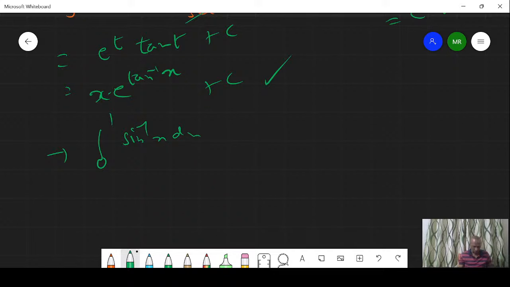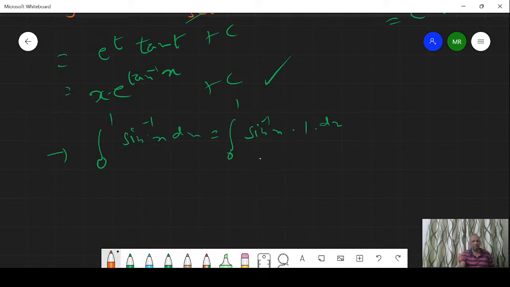Sin inverse x dx. This is one of the important problems, integral sin inverse x dx. See, in this problem, when they are asking integral sin inverse x dx, in what way should you simplify this problem? Integration by parts. You should learn here sin inverse x, integral tan inverse x, integral x sin inverse x, x tan inverse x. These are all important problems. Integral sin inverse x dx. To solve this problem 0 to 1, I can write this one. Sin inverse x is the first function and 1 is the second function.